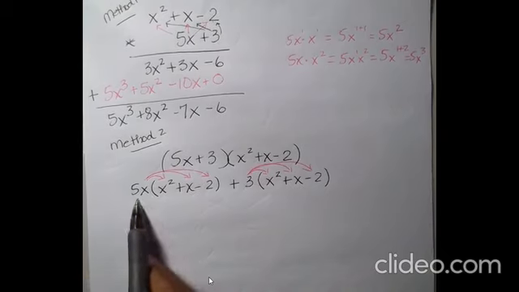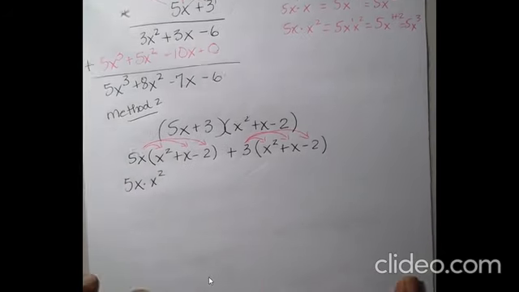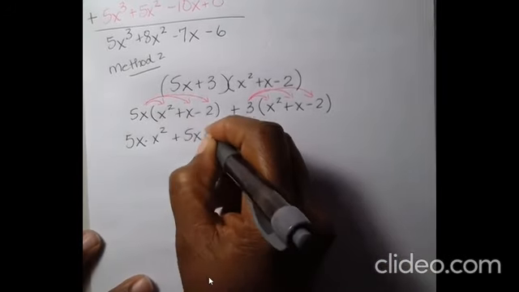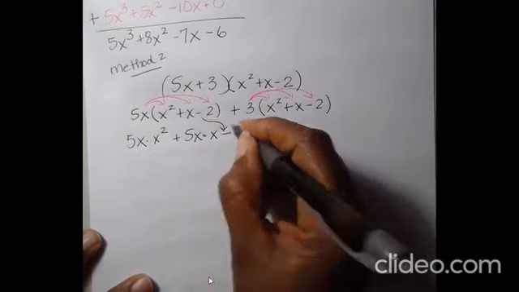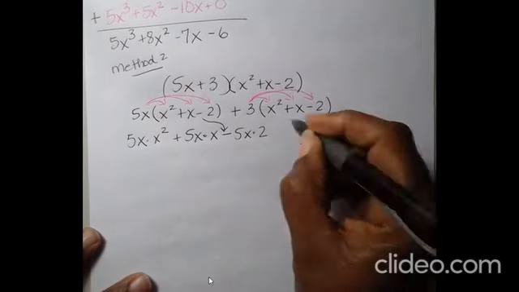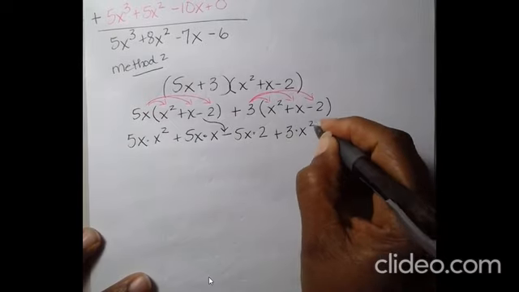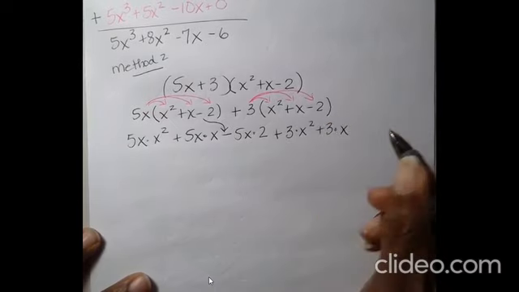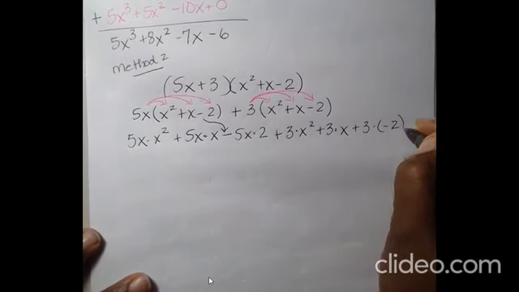So 5x, this is 5x times x squared plus 5x times x minus, this minus sign came straight from here, minus 5x times 2 plus 3 times x squared, 3 times x, and 3 times negative 2.